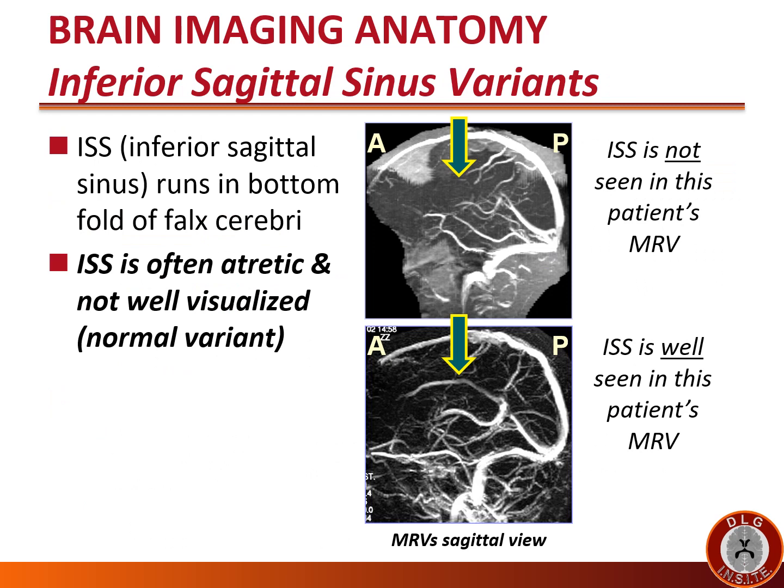The inferior sagittal sinus also is variable in its appearance on MRV. The inferior sagittal sinus runs in the bottom fold of the falx cerebri. It is often atretic and not well visualized, and that is a normal variant. You can see in these two MRVs, sagittal views, that the inferior sagittal sinus is not well seen in the image on top and is well seen in the image below. These are normal variants.